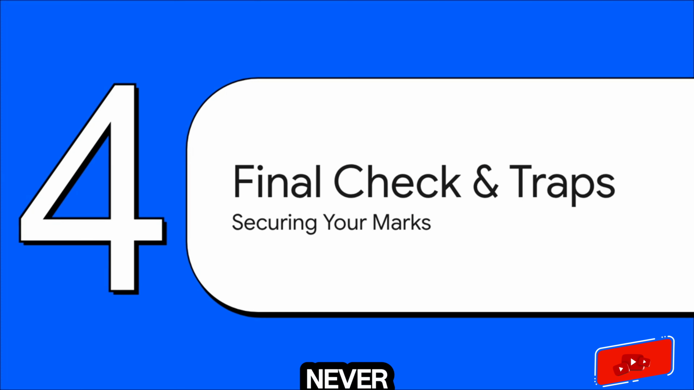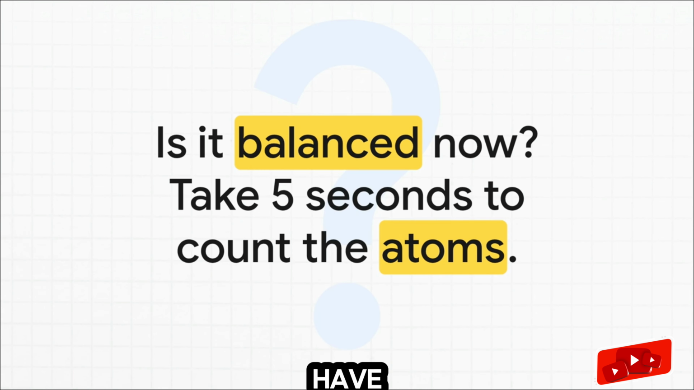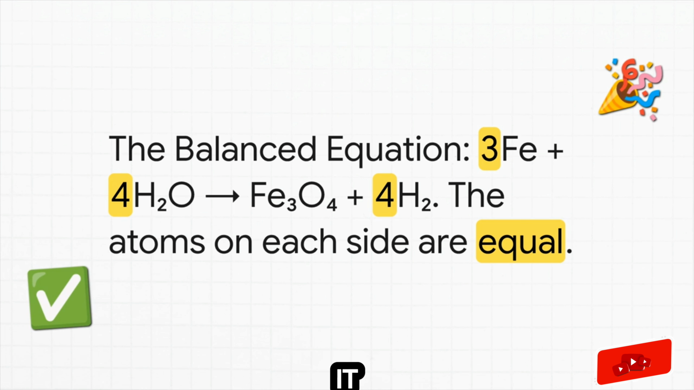But hold on, we're never really done until we do one final, super important check. This is the step that makes sure you get all the marks you deserve. Don't skip it. Okay, so here's what we have. I want you to take just 5 seconds, pause if you need to, and do a quick mental count. Is every single element balanced on both sides? Let's check it together. Left side, 3 iron, 8 hydrogen, 4 oxygen. Right side, 3 iron, 8 hydrogen, 4 oxygen. Yes, it is perfectly balanced. See? That systematic approach gets you to the right answer every time.